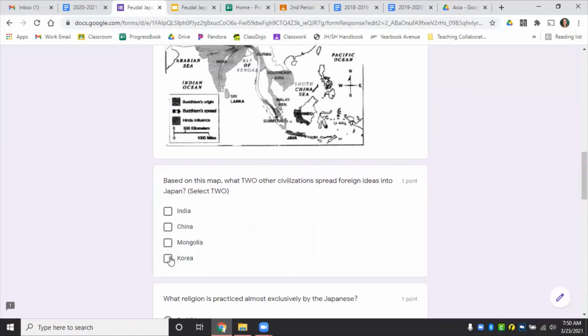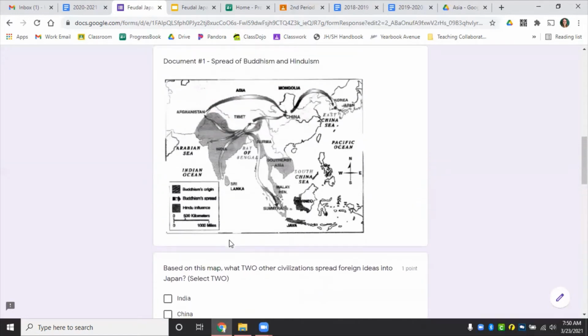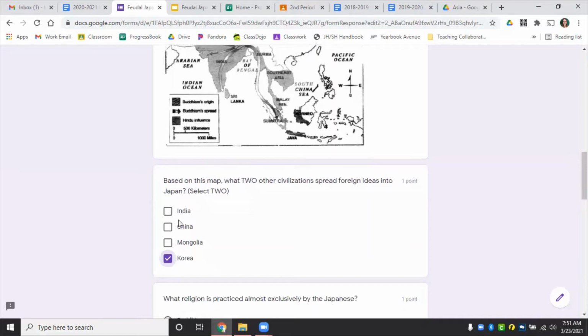So let's select that answer. But then if I follow the arrow back from Korea, those ideas, follow it backwards. So here's Korea, follow that arrow backwards. Those ideas came from China. So the second civilization that spread foreign ideas into Japan was China.